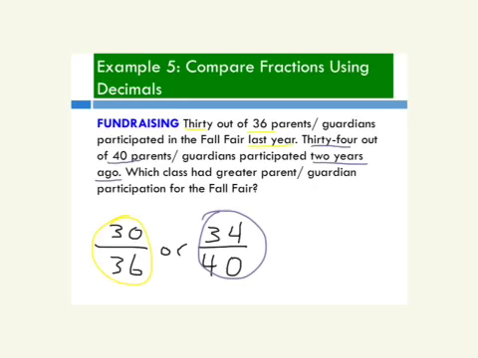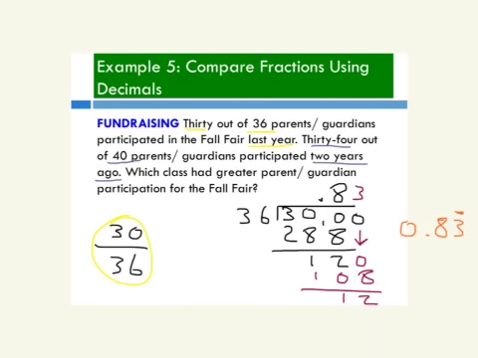So we take a look at this. I underlined the first year, just last year, and then underlined 2 years ago. So it's 30 out of 36 or 34 out of 40. Using decimals, we're going to figure out which one had better participation or greater participation. Okay, take a moment to try these on your own.